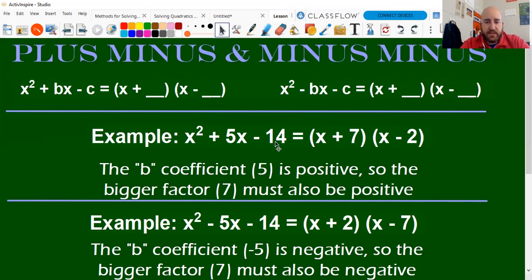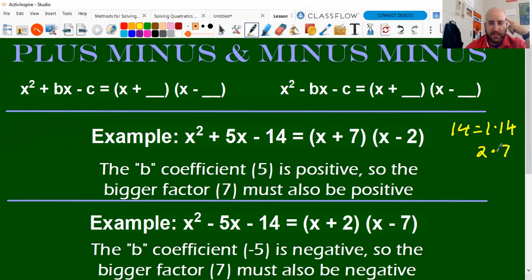X squared plus 5x minus 14. I know, so for 14, let me actually write it out. One times 14, two times seven. Which of those can combine to give me five? Well, I know it's got to be seven minus two. 14 plus one is 15, 14 minus one is 13. So I'm going to do 7 minus 2, maybe 2 minus 7. Since B is 5, the bigger factor must also be positive, right?